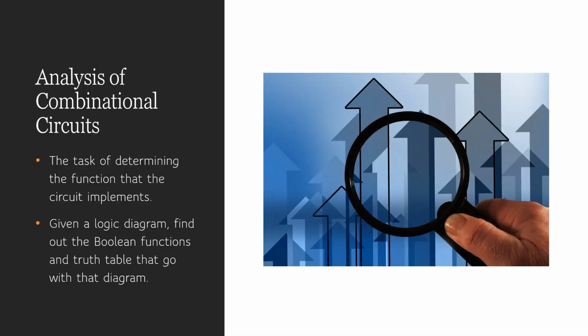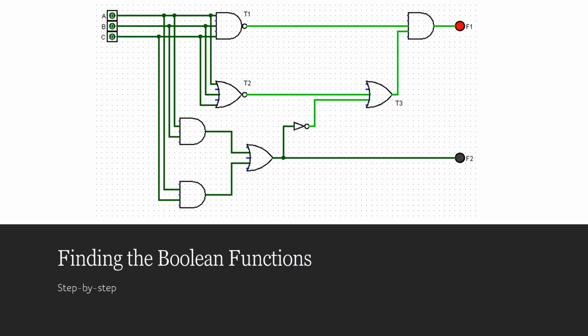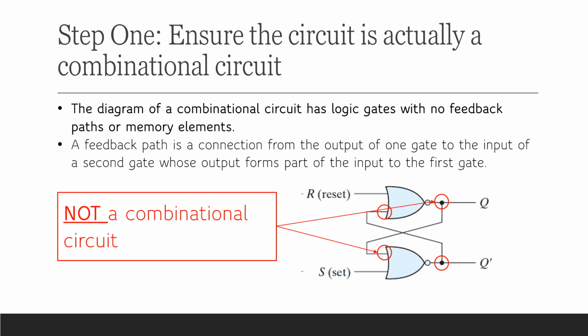So analyzing combinational circuits means we are determining the function that a circuit implements. So when given a logic diagram, we need to find the Boolean functions and the truth table that go with that diagram. And if that function has a particular purpose, we should explain what that is. So first we have to find the Boolean function. The first thing to consider is whether the circuit is actually a combinational circuit. How do we do that? Well, a combinational circuit has logic gates with electrical signals that flow in one direction from inputs to outputs. There's no connection from the output of one gate to the input of another gate.